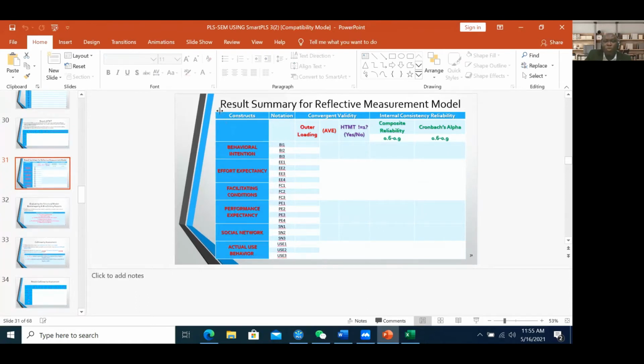The table you see here is a summary of the reflective measurements. We have the outer loadings, the AVE, HCMT, composite reliability, and then Cronbach alpha, all of them. This is how you put them into a summary table.